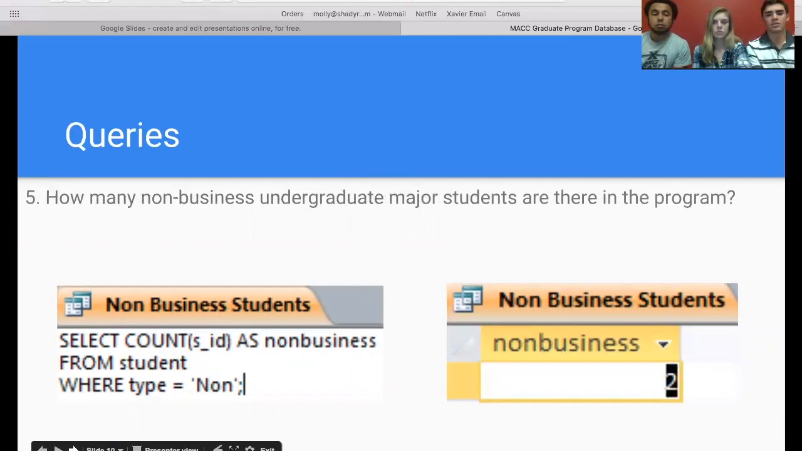How many non-business undergraduate major students are there in the program? This will help Dr. Maslak see what type of classes he will have to offer. Especially if they're non-business, he will have to offer the business prerequisites in order to enter the business core classes. We select count of student ID as non-business from the student table and limit the type of student to non-business. We see that there are 2 non-business students. This means that they graduated with a non-business degree and will have to go through the entire process to graduate from the MAC department.